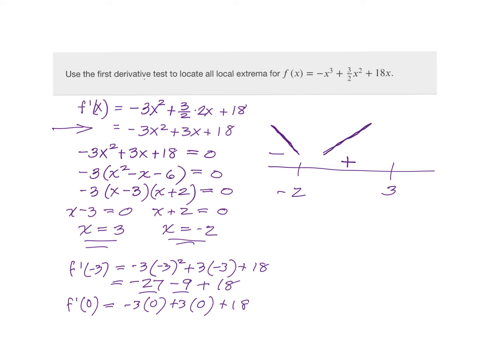So I can see here that it was decreasing on the left of 2, increasing on the right of 2, and I draw myself a little thing like this, and you can see that that is a min, isn't it?